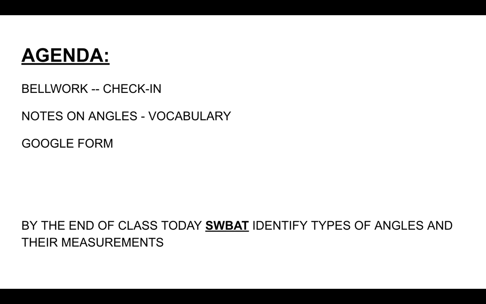So for the bell work, you should have already done the check-in Google Form that's on Google Classroom. Right now, we're going to take notes on different vocab for this unit, which is angles, and then you guys have a Google Form tonight for homework. By the end of class today, you should be able to identify types of angles and their measurements.